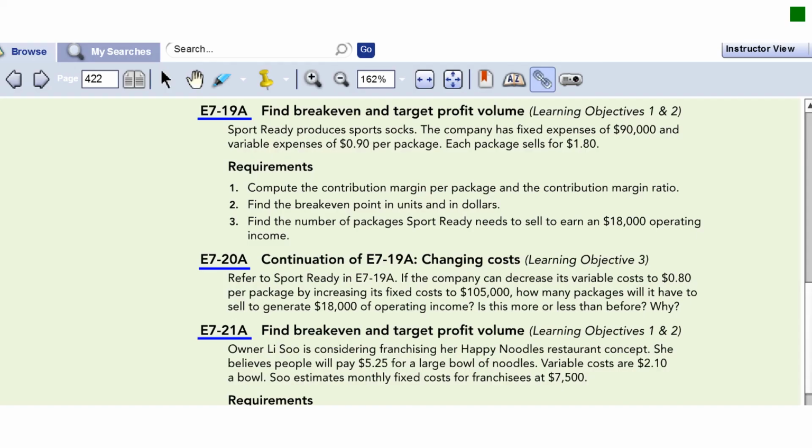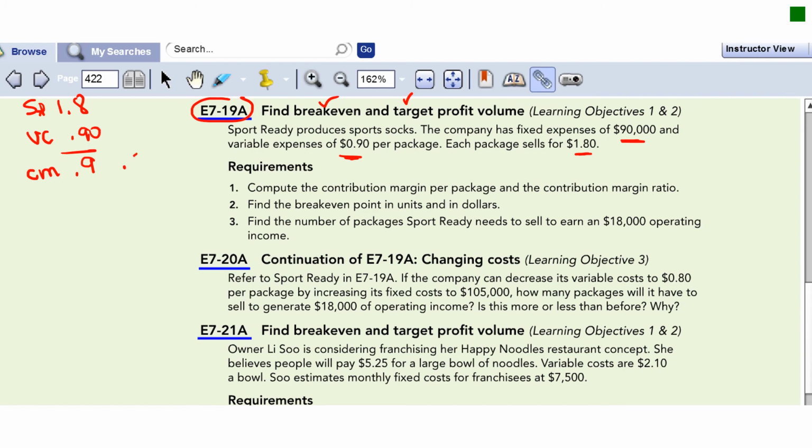Okay, so this is going to be for 7.19A. We're going to look at break even and targeted profit. This is a company that produces sports socks. They've got fixed cost of 90,000, variable cost of 0.90, and a selling price of $1.80. So to write down the notes, we've got selling price of $1.80, variable cost of 90 cents. So that gives you a contribution margin per unit right at 90 cents.